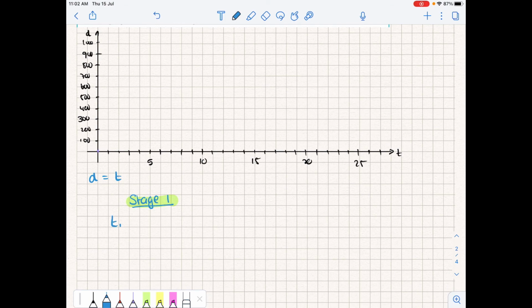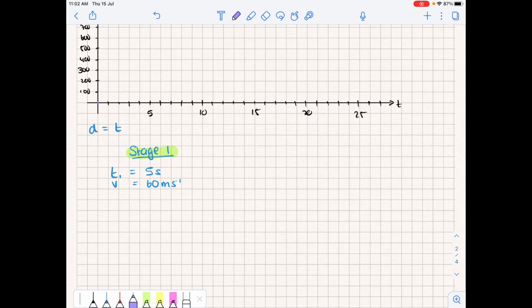So I'm going to call the first time T1 to distinguish it from stage 2. And that was given to us as 5 seconds. And that is all the information we were given. And we were given the velocity as 60 meters per second. When we're dealing with constant velocity, we can just use the formula displacement equals velocity times time.